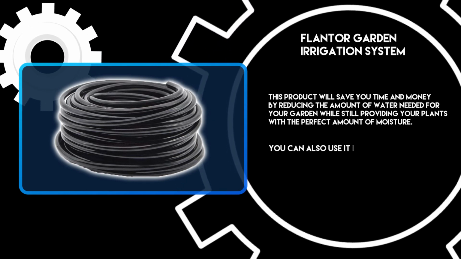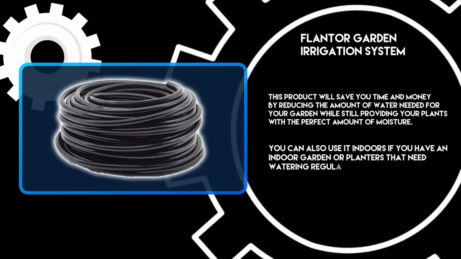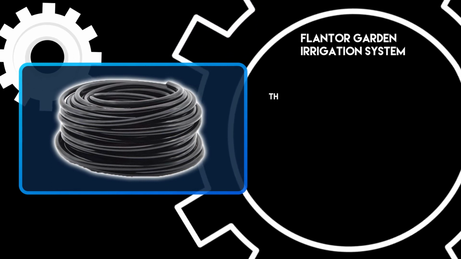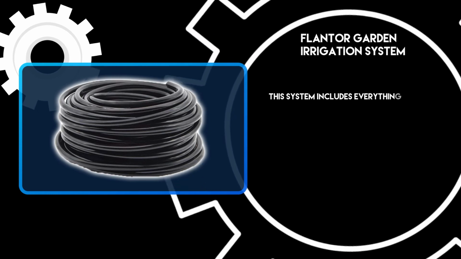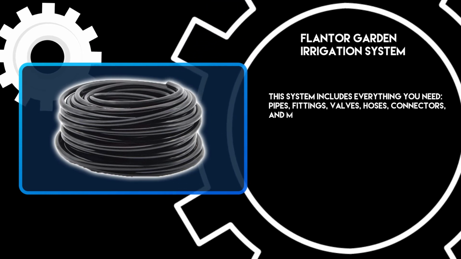You can also use it indoors if you have an indoor garden or planters that need watering regularly. This system includes everything you need: pipes, fittings, valves, hoses, connectors, and more.